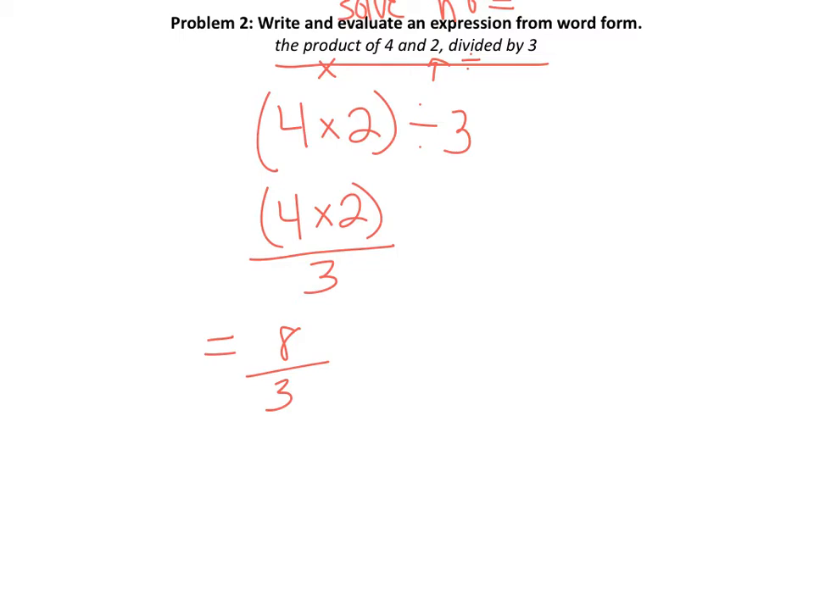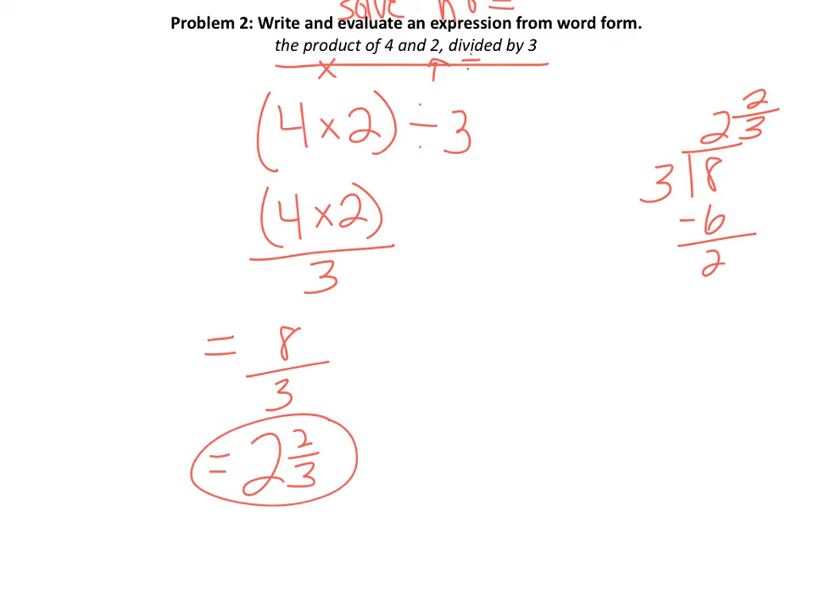Well, let's do that division to figure out the mixed number. 8 divided by 3. How many 3's fit into 8? 2. 2 times 3 is 6. 8 minus 6 is 2. That's my new numerator. Denominator stays the same. So 2 and 2/3. So that's my final answer.